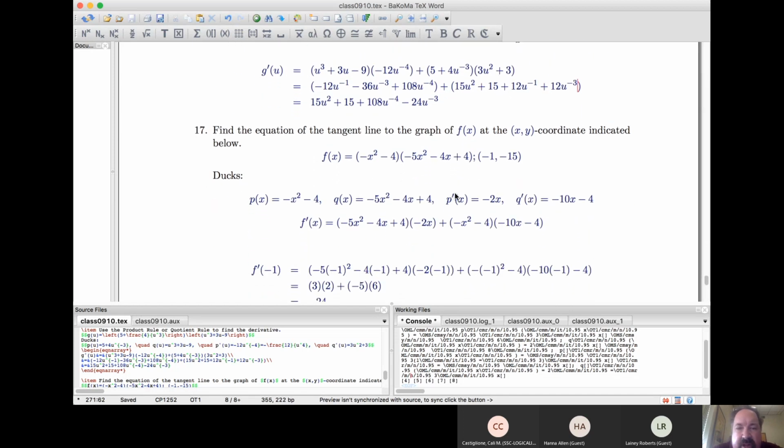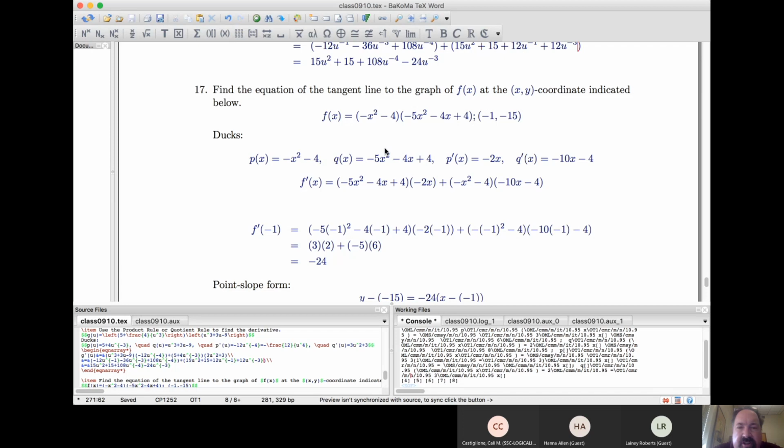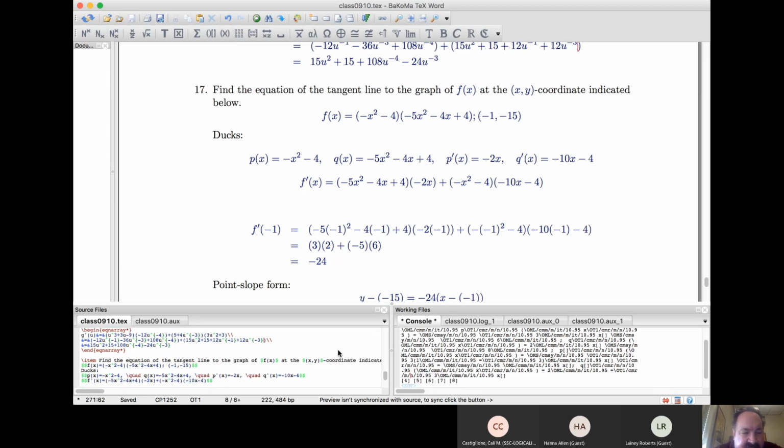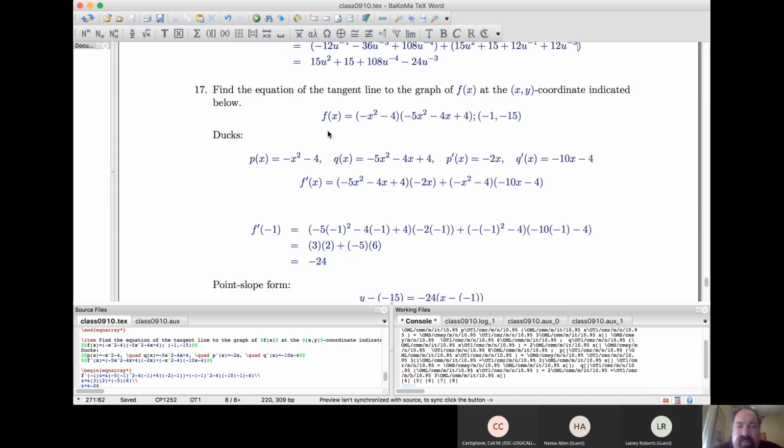Okay, last problems. Find the equation of a tangent line. So you still need a derivative, you just have something a little extra to do after that. Here we have our function, and we want a tangent line at this point. X is -1, y is -15. Same thing, getting our ducks in a row, P and Q, and then their derivatives, and then putting them together. These two form a first term, plus these two multiplied together give us a second term.